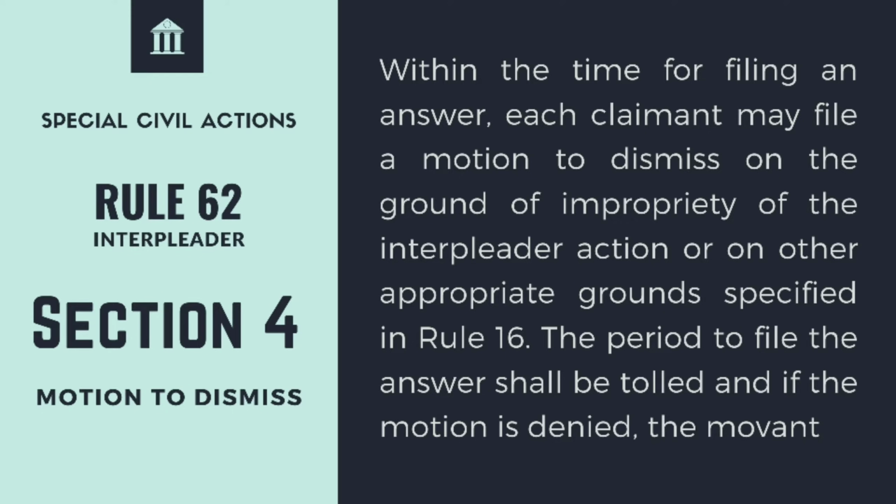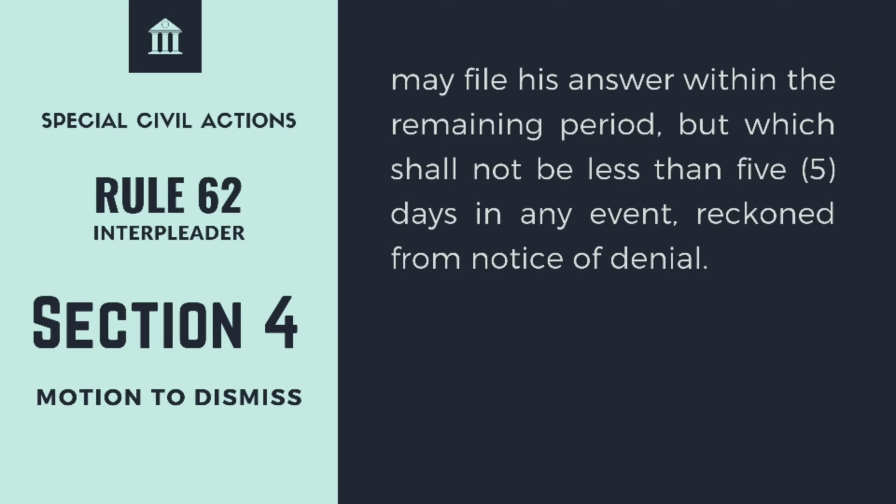Section 4. Motion to dismiss. Within the time for filing an answer, each claimant may file a motion to dismiss, on the ground of impropriety of the interpleader action, or on other appropriate grounds specified in Rule 16. The period to file the answer shall be tolled, and if the motion is denied, the movant may file his answer within the remaining period, but which shall not be less than 5 days in any event, reckoned from notice of denial.